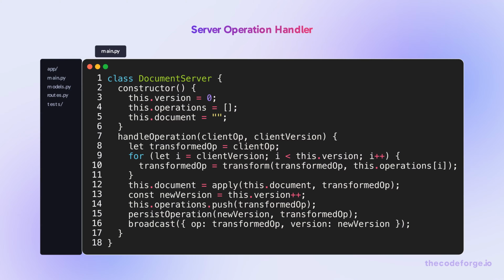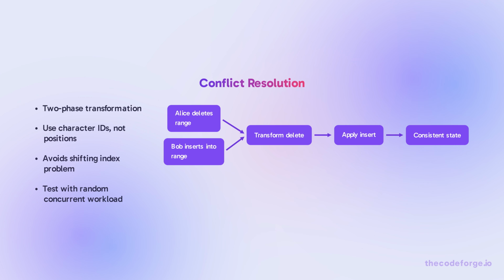The server receives a client operation with the client's last known version. It transforms the operation against all operations after that version, applies it, assigns a new version, persists it, and broadcasts. This ensures all clients see operations in the same order. When two users edit the same word, OT transforms both operations. But edge cases like deleting a range that someone inserts into require careful handling.